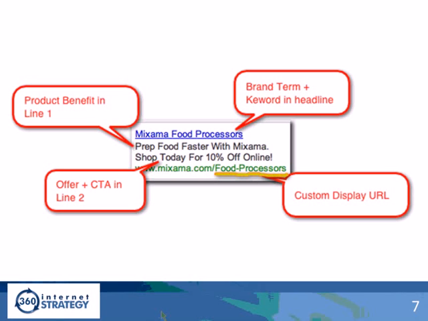So in this case, you might want to keep the same custom display URL. You might even want to have the same offer and call to action in the second line, but you might want to reverse the headline in the first line. So your headline might be "Prep food faster," so you're getting that benefit in line 1, and then the Mixama food processors, you're getting the brand and keyword on the next line. So you can see what you're doing of the 4 lines here. We're just switching line 1 and line 2.